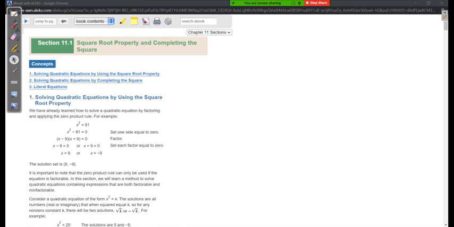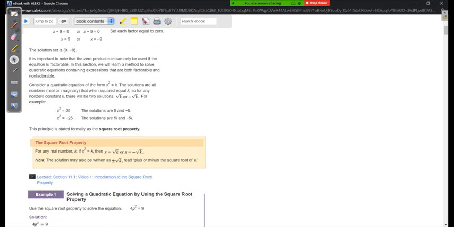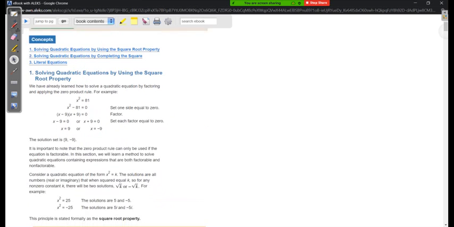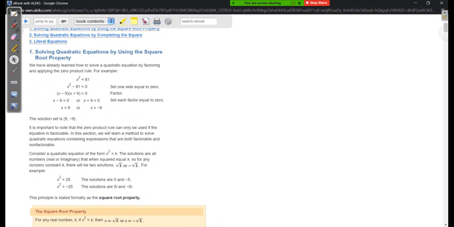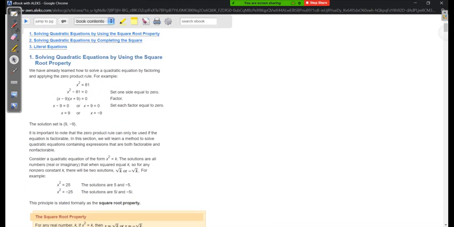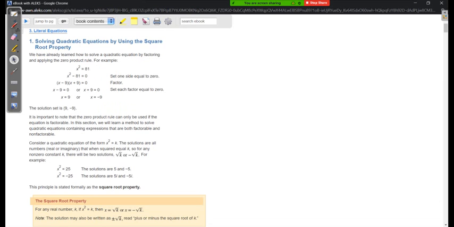Today is Chapter 11, Section 1, Square Root Property and Completing the Square. Completing the square is either going to be new to you or something that you might have forgotten about. So that's good. Let's do this. We'll just start at the top.